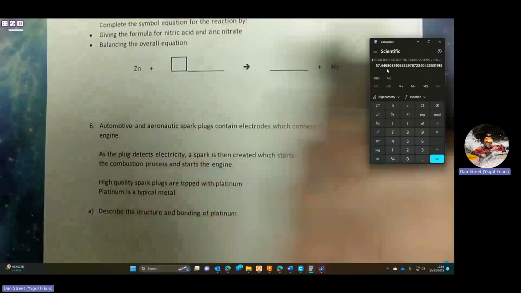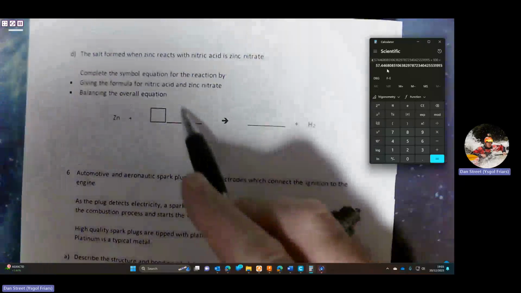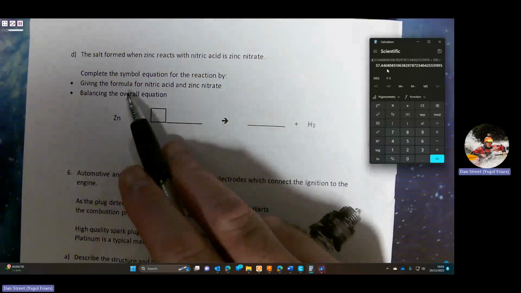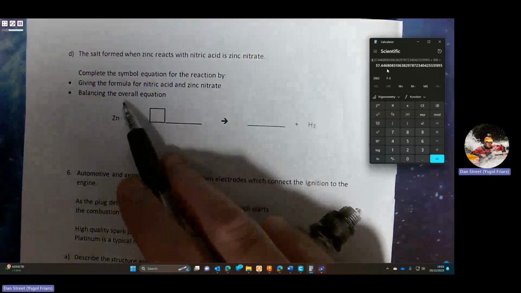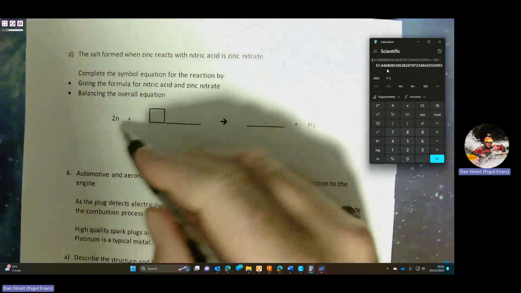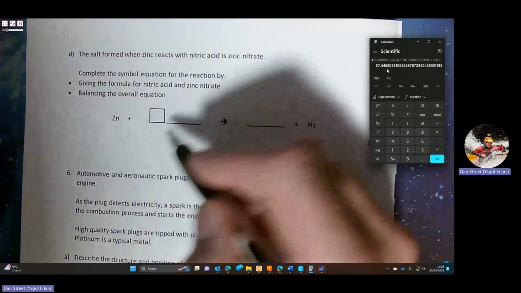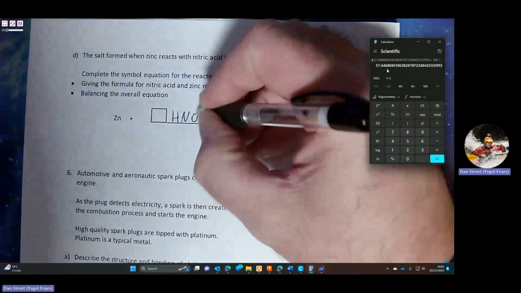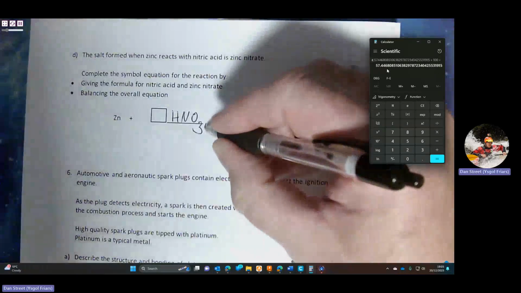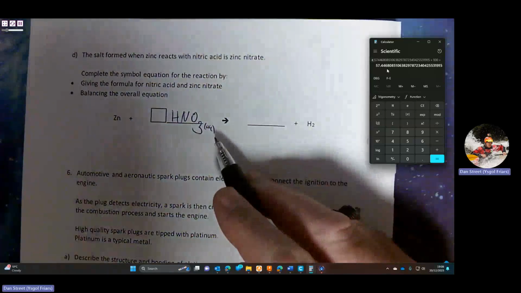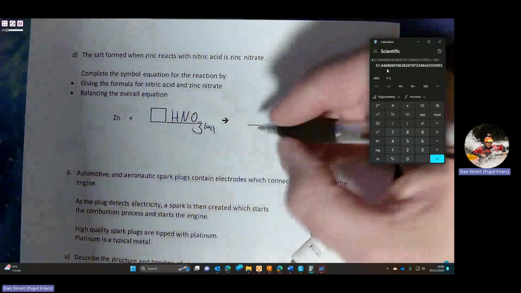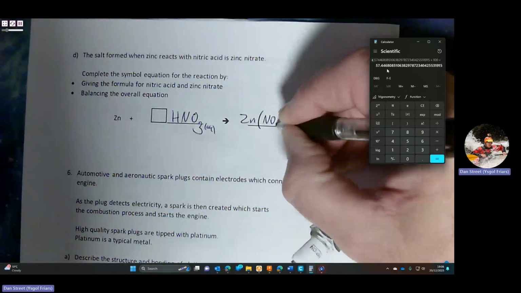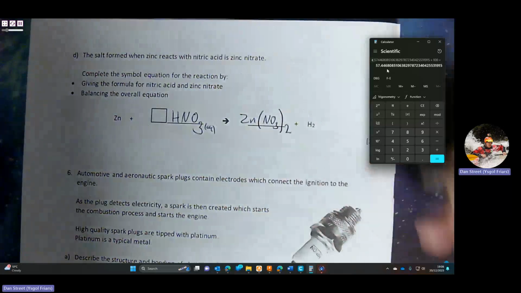The salt formed when zinc reacts with nitric acid is zinc nitrate. Complete the symbol equation for the reaction by giving the formula for nitric acid and zinc nitrate and balancing the overall equation. So zinc plus a number of nitric acids. Nitric acid is HNO3, and it's aqueous. And then we've got zinc nitrate. Now zinc nitrate is Zn, open a bracket, NO3, close the bracket, twice.